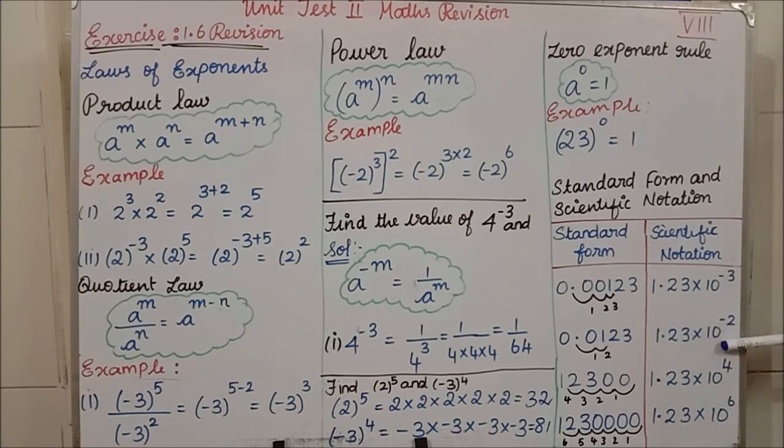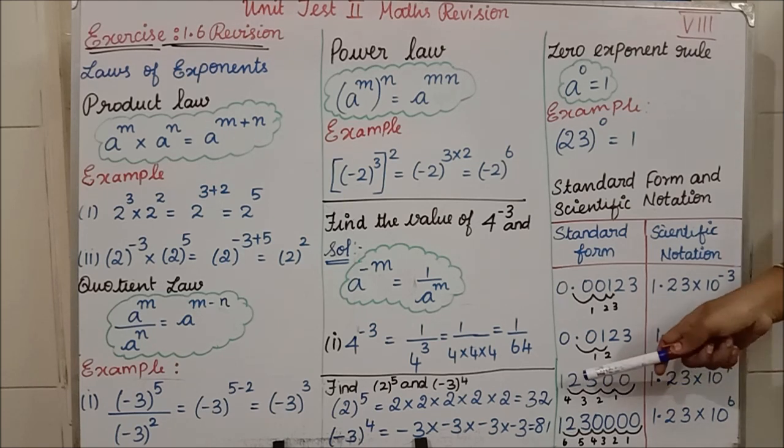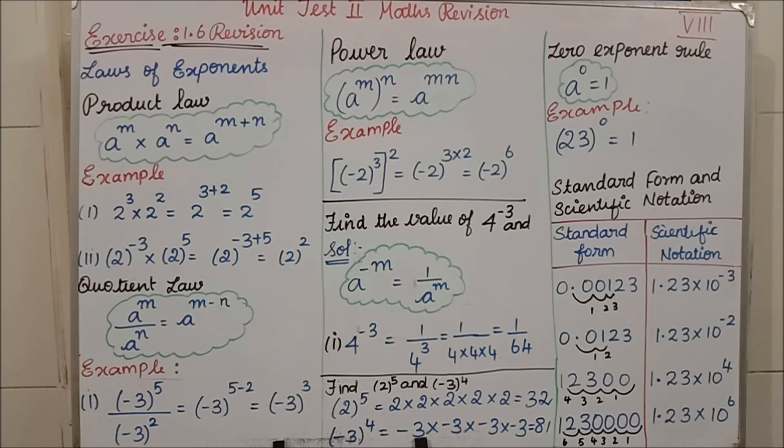1.23 into 10 power minus 2. Clear? The next is, see, without decimal, I have taken the question. Do you have a decimal in the question? No. Usually in scientific notation, after the first non-zero number, you have to keep the decimal. But here we don't have any decimal.